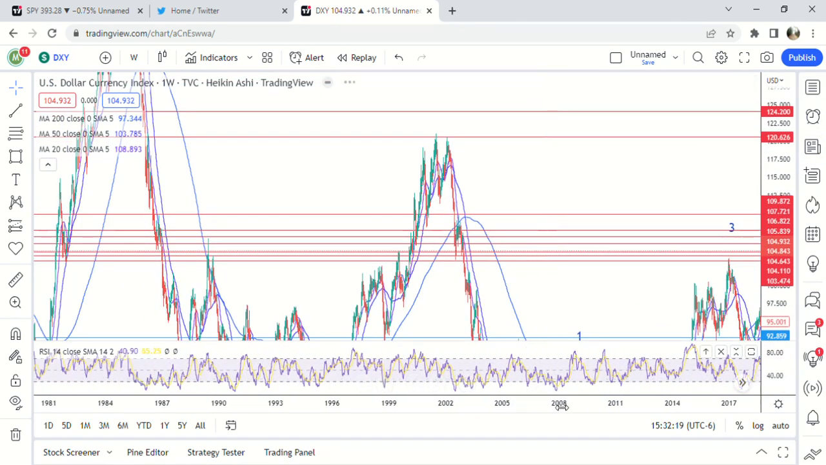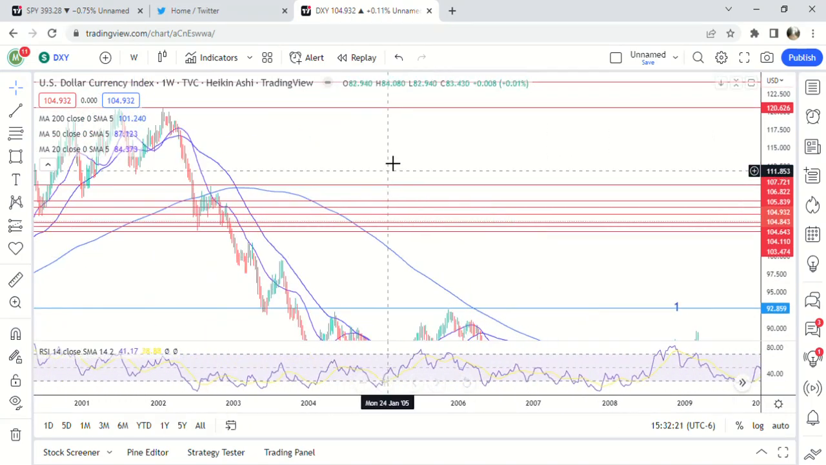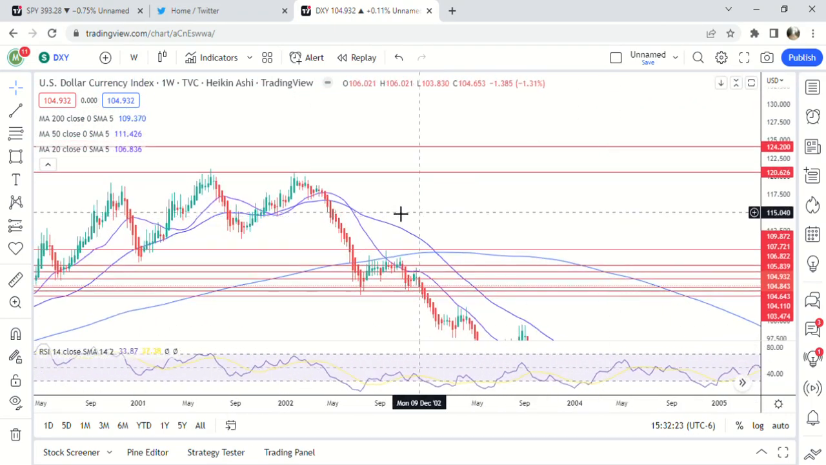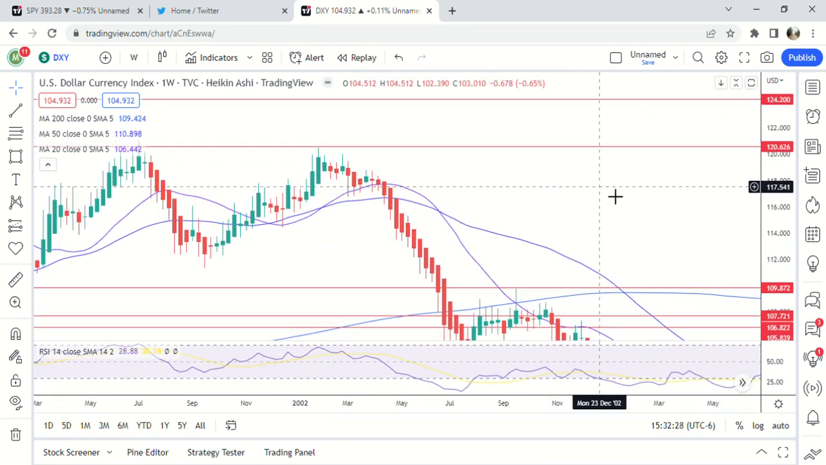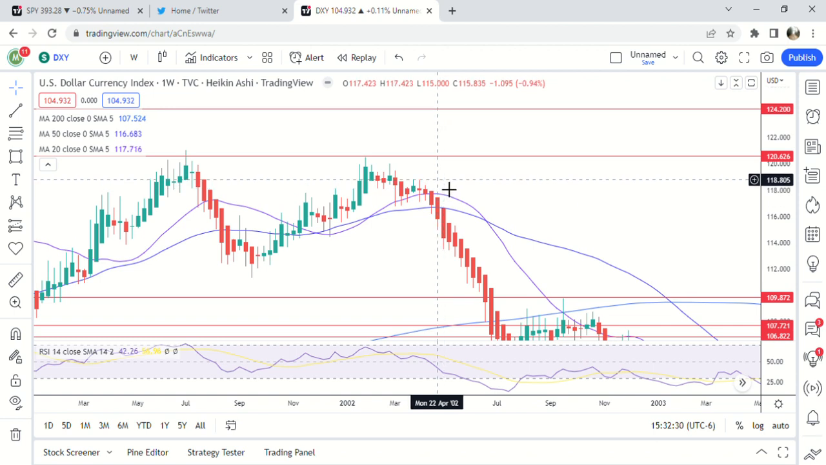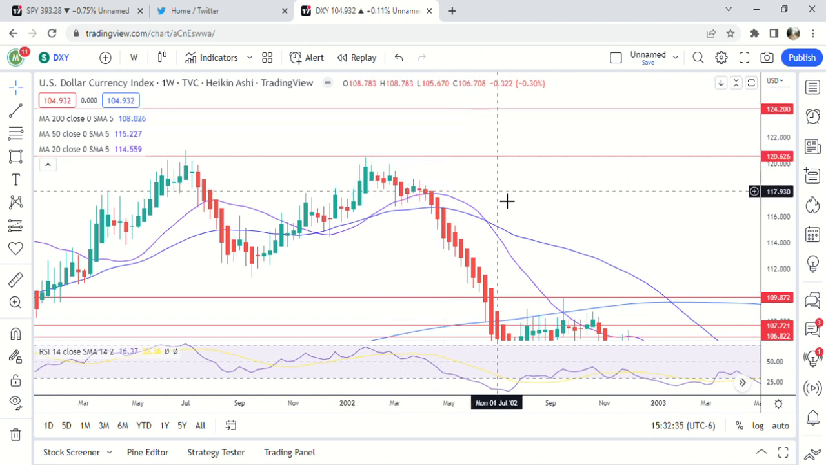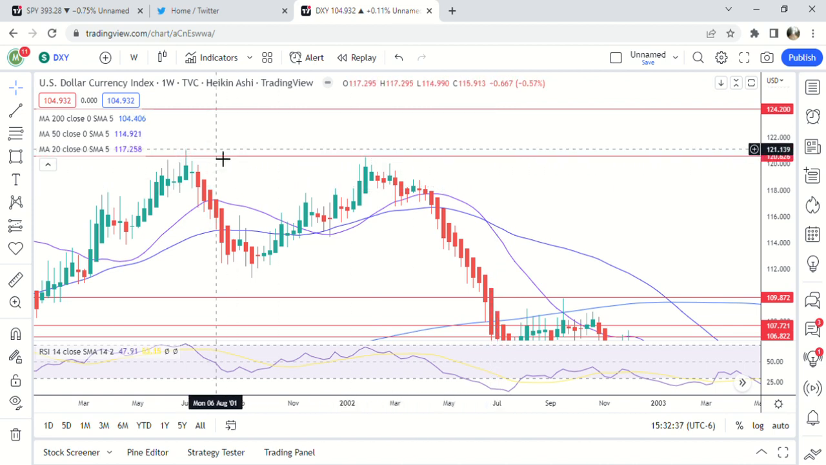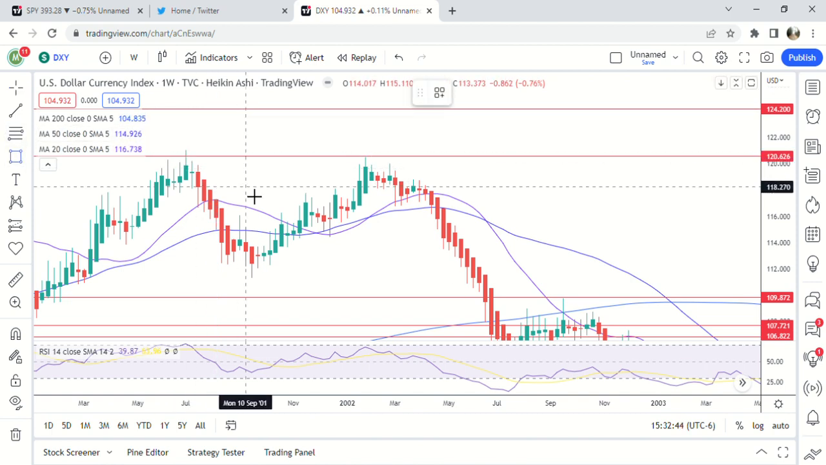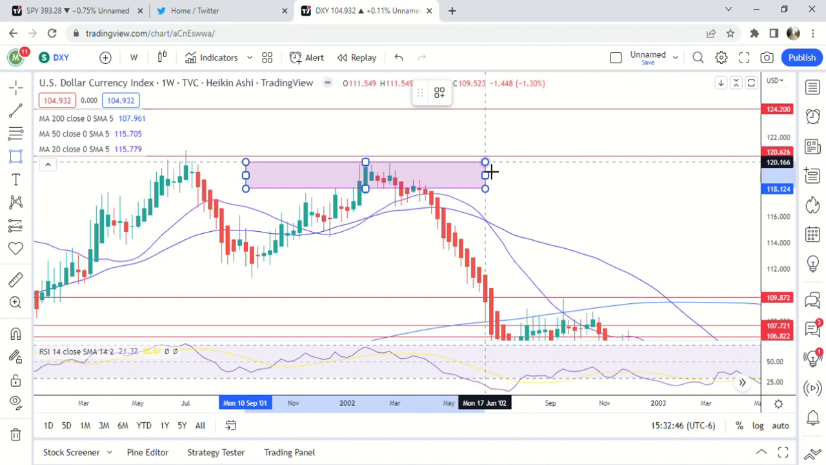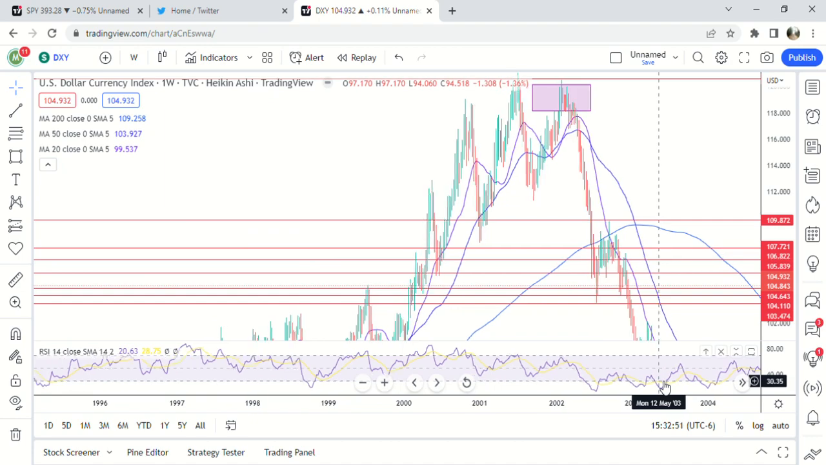If we zoom out even farther, there's probably a supply zone, going back, up here at basically around in here, 118 to 117. So it'll have a hard time breaking the top here, but my target is 120. So here's a supply zone right here, around 120, 119. So you can see how this works.